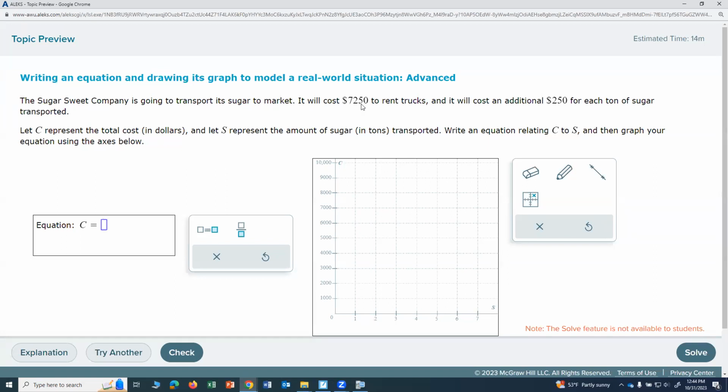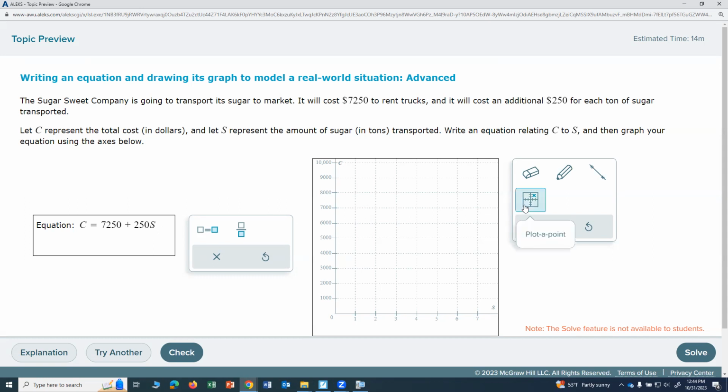So it costs $7,250 to rent trucks. So that will be the first part. Plus an additional, so additional means I'm going to use a plus down here, 250 for each ton of sugar. And it says S is the number of tons of sugar. So I'll do 250 times S. So there's my equation. Now I need to graph it.